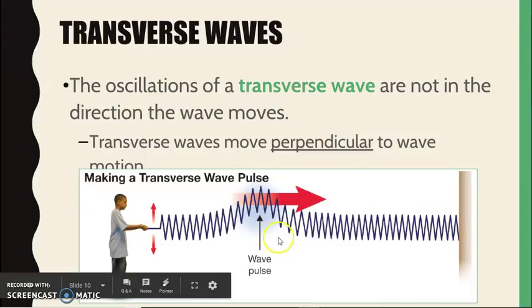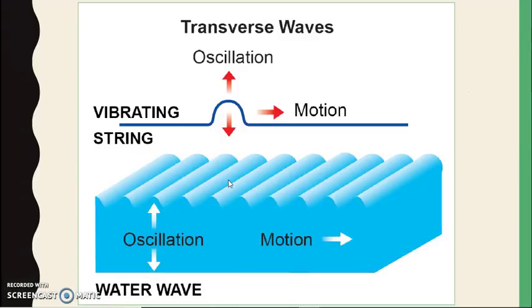So that's the wave itself. However, the pulses are moving up and down. They are not moving left to right. They're moving up and down. And there's a graphic of that. You can look at this, pause it if you want to, and kind of wrap your brain around that. So the wave is moving left to right. The pulses of the wave, or the oscillation of the waves, are moving up and down.